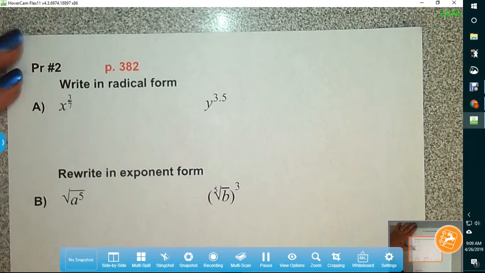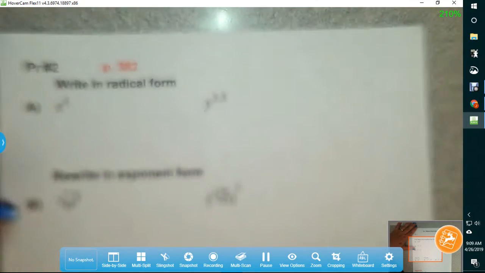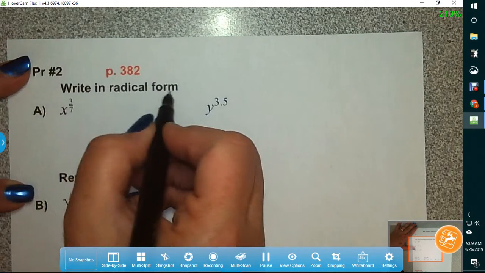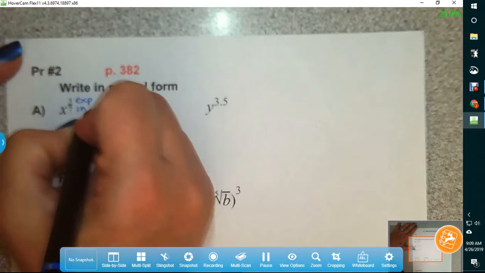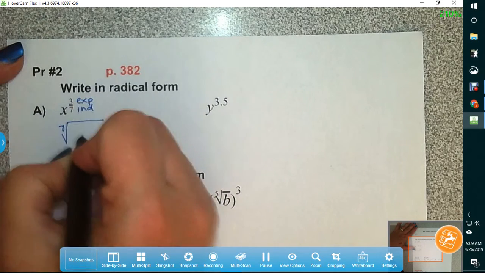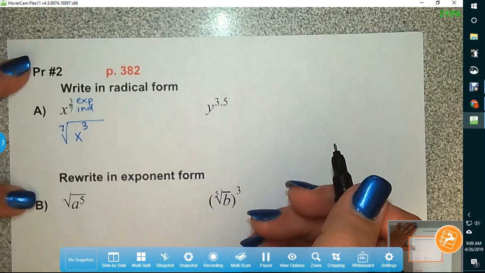All right, so let's practice a couple of these, just writing them in different forms. Okay, for this one, I want to write it in radical form. So this is my exponent. This is my index. So my index is 7. Here's my x. My exponent goes out here.